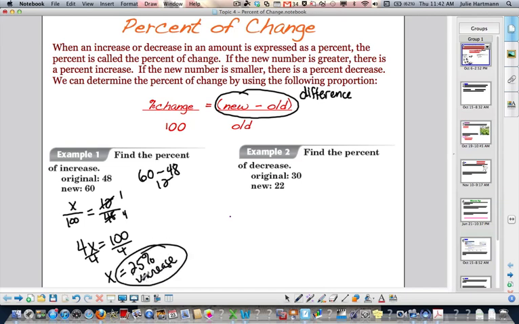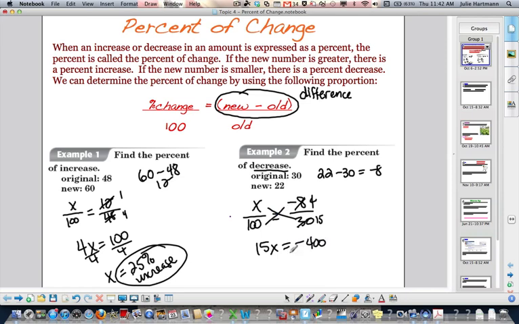Now, percent of decrease is done the same way, except that your percent would come out to be negative. So again, we don't know the percent. Now our difference, our new minus old, is negative 8. So it decreased, so you would have negative 8 over our original, which is 30. I can reduce there. 2 goes into each one of these just to make my numbers smaller. Then you have 15x equals negative 400.